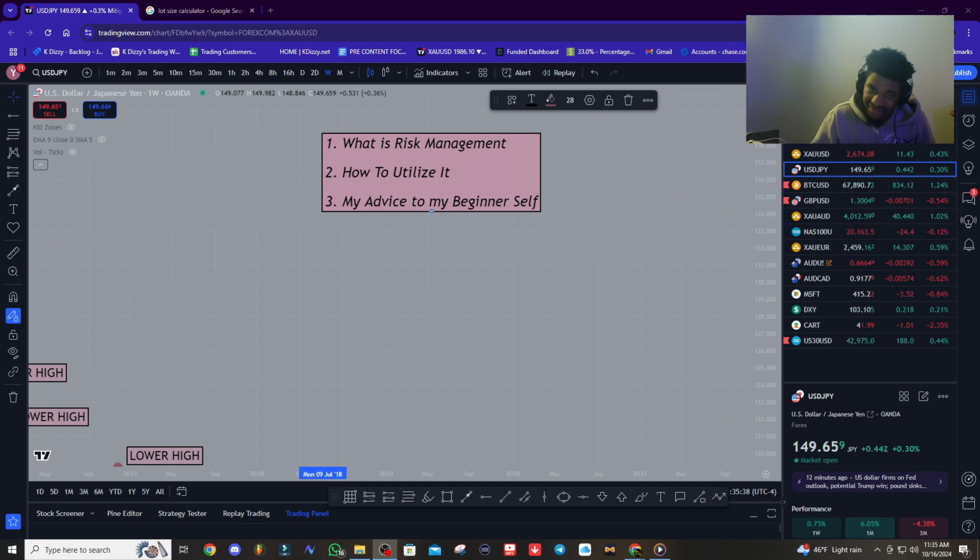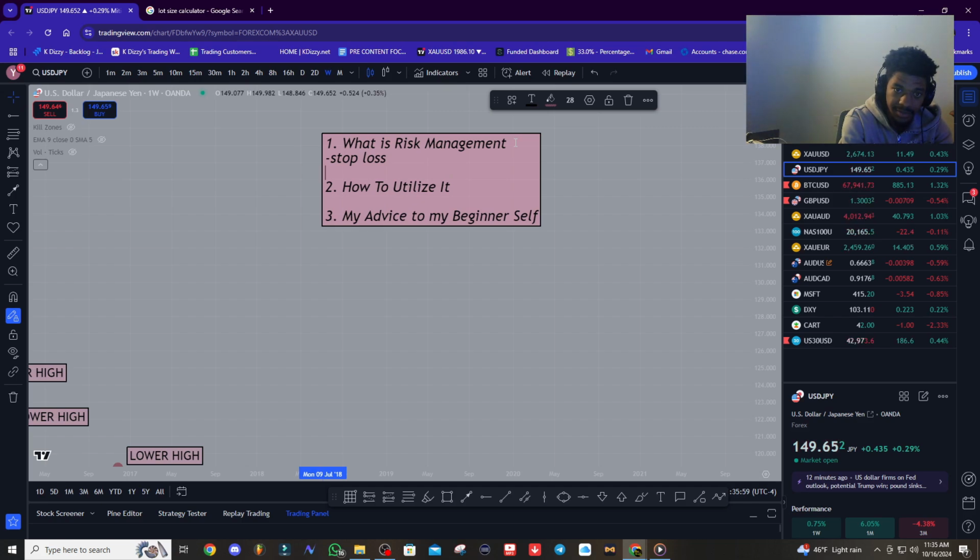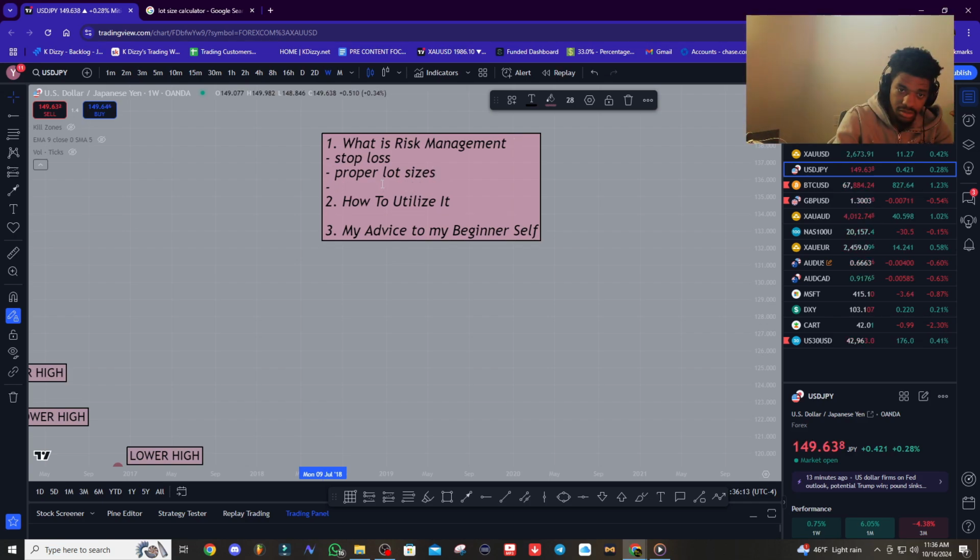Like I said, risk management is something that you do to protect your capital. Risk management can consist of a stop loss. You can write this stuff down: a stop loss, proper lot sizes, which I'll get to, and percentage. So right there, let's just run with that.